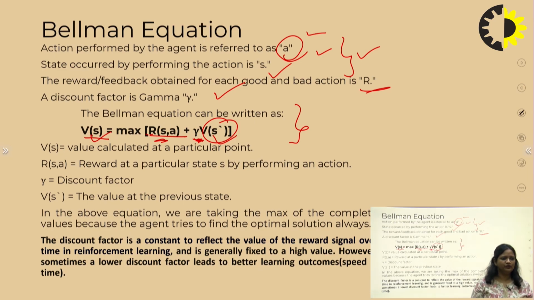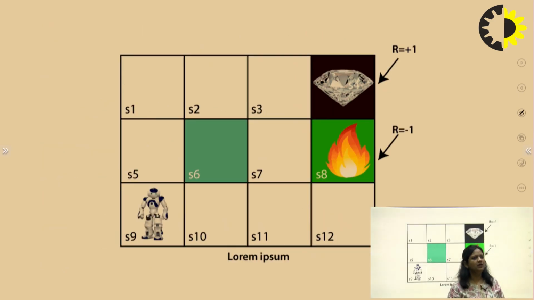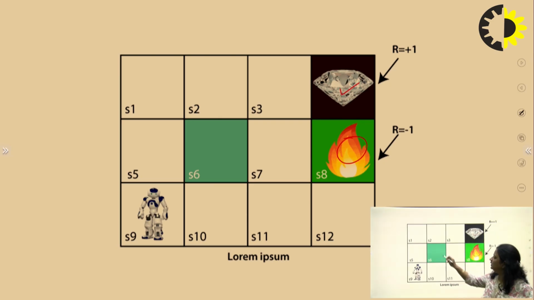So in the above equation, we are taking the max of the complete value because the agent is always trying to find the optimal solution. The discount factor is a constant to reflect the value of the signal over time in reinforcement learning, as we discussed earlier. Now consider an example, as we already discussed before. We have a small maze environment with a 12-cell grid. The agent is in the start position. S9 is the final destination. This is a firewall and this is a solid wall. So the agent has to reach from this block to this block.